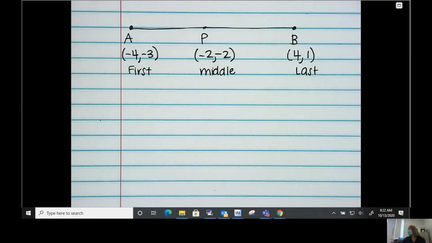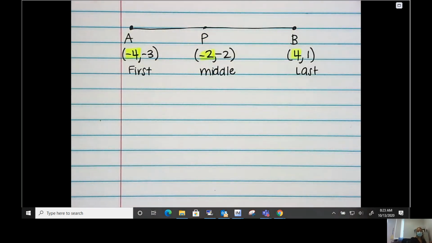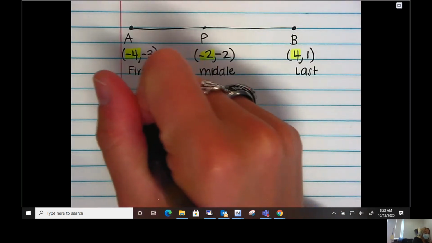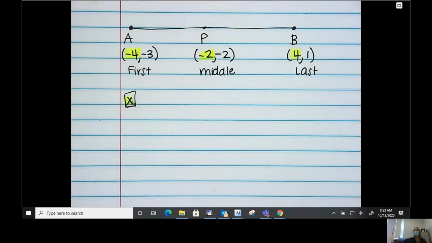Good. Now, we're going to set up the equation the same way as if we were just doing a regular partition problem, except when we do it, we're not going to have any variables. We're only going to have numbers, and it's actually going to be way easier. So I'm just going to look at my x values to start. If I'm looking at just my x values, and I want to set up my equation to be middle minus first over last minus middle, what are my numbers going to look like?